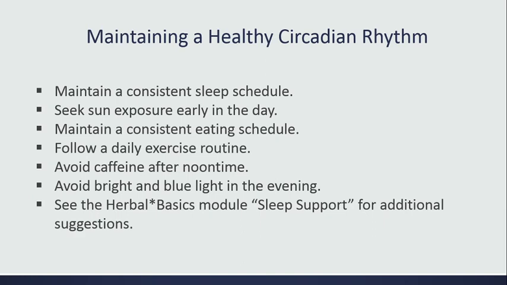So here we'll speak to maintaining a healthy circadian rhythm. To begin, maintain a consistent sleep schedule. Then, seek sun exposure early in the day. Maintain a consistent eating schedule. Follow a daily exercise routine. Avoid caffeine after noontime. Avoid bright and blue light in the evening. And then lastly, for additional suggestions, see the Herbal Basics module, Sleep Support.